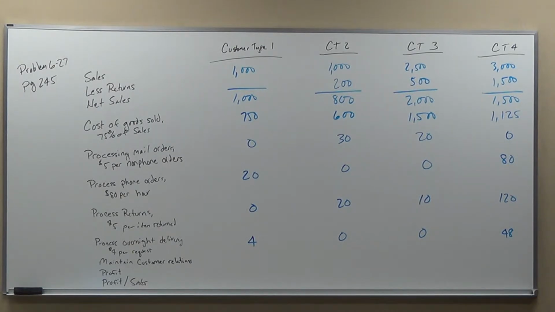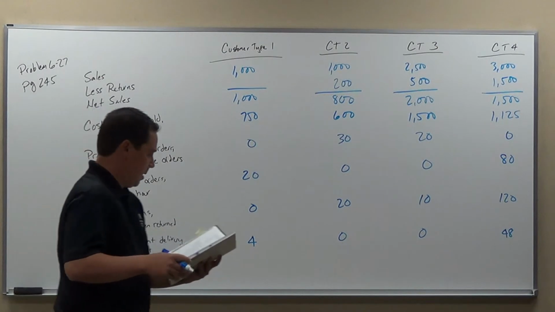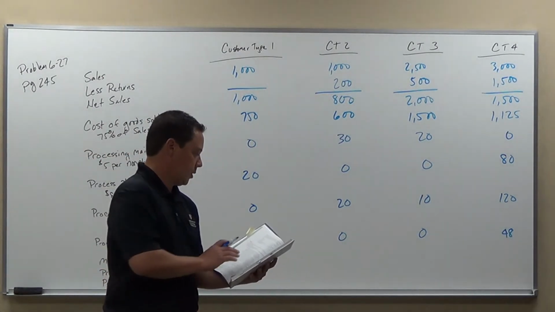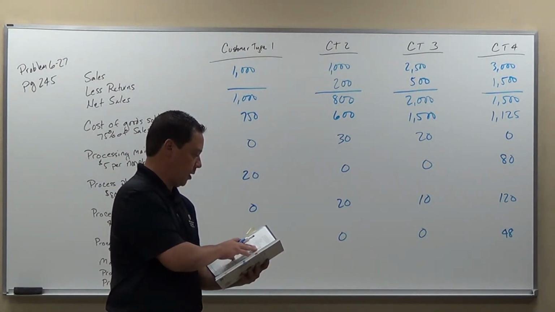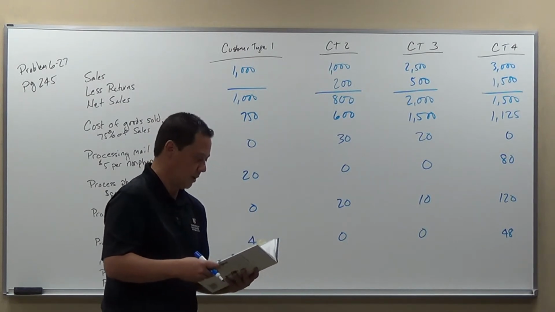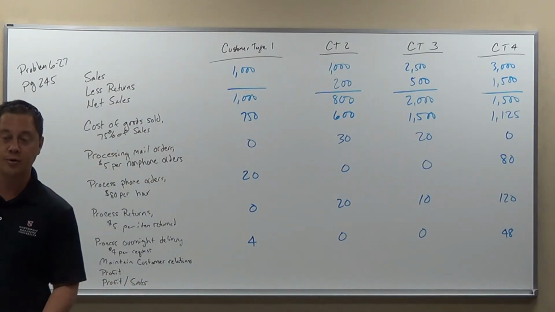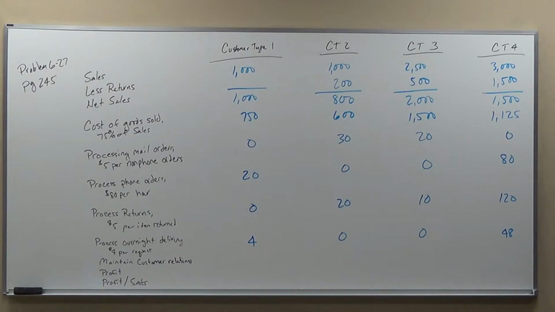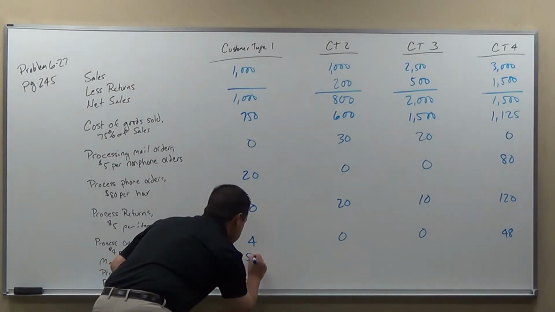All right, so we have all of those completed. Now let's think about maintaining customer relations. If you look at the table on page 246, at the bottom of it says maintain customer relations. So the time spent basically on catalogs and responding to customer comments and complaints. We are going to put that over each of those. So it'll be $50 for each of those that we have. So I'll add those in.